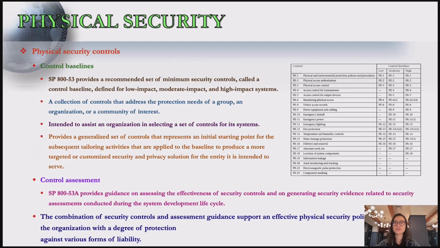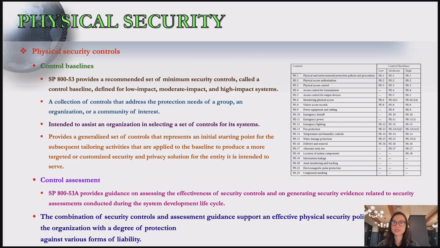The National Institute of Standards and Technology provides a recommended set of minimum security controls called control baselines. The baseline is defined for low impact, moderate impact, and high impact systems. A control baseline is a collection of controls that address the protection needs of a group, an organization, or a community of interest. It is intended to assist an organization in selecting a set of controls for its systems and matching them with the risk.